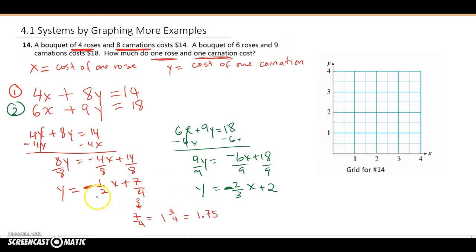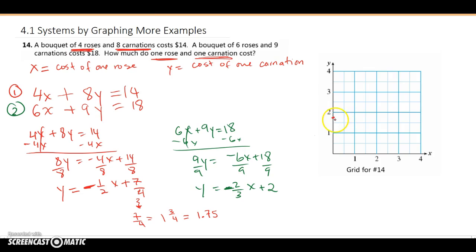Start graphing the red line first. The y-intercept is 1.75, so there's 1, there's 1.5, there's 1.75. That's the y-intercept. Now, the slope tells you to go either up 1 and 2 left, or down 1, depending on how you want to look at the negative, and 2 to the right. So let's go down 1 and 2 to the right, and I have to do it carefully.